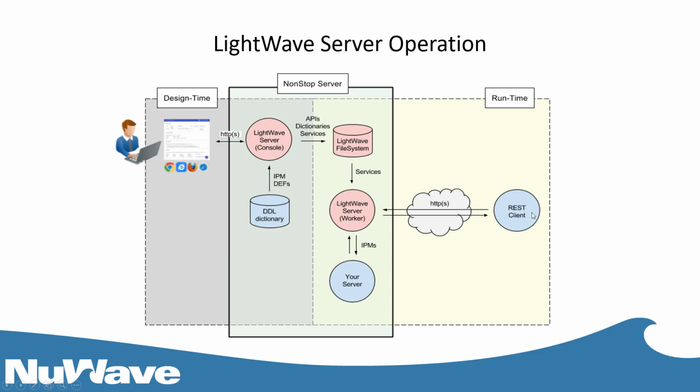And then at runtime, we have our REST client sending a request in. LightWave Server consults the LightWave file system to understand how to convert the JSON message, converts it into an interprocess message, sends it to the backend server, who replies back, and LightWave Server is able to convert that response into a JSON response, which goes back to the REST client.